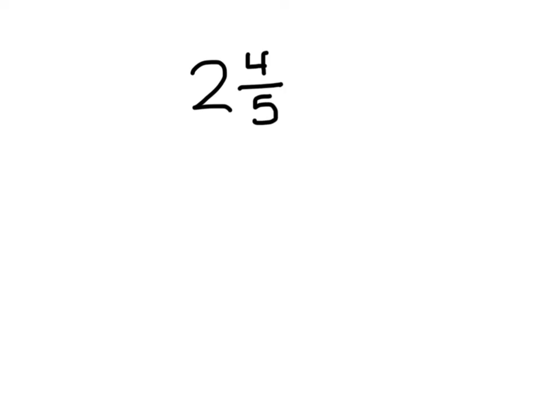To multiply and divide mixed numbers, we need to be able to convert from a mixed number to an improper fraction. An improper fraction will have a numerator that is larger than the denominator. In this case, I will need my final answer to have a denominator of 5.